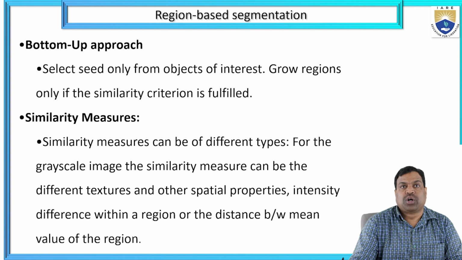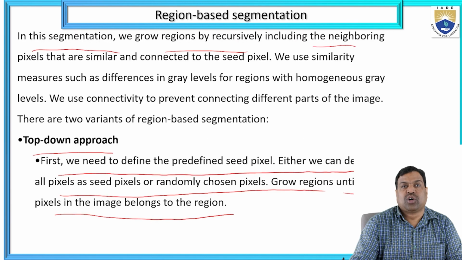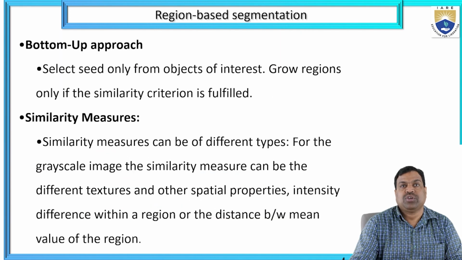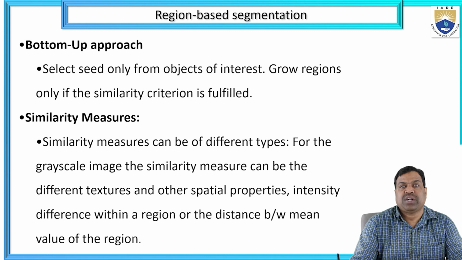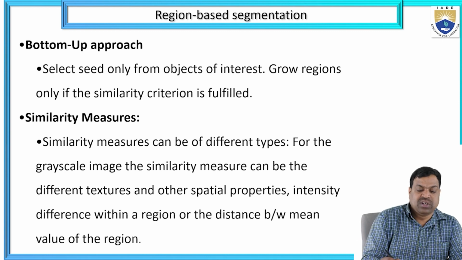But another one is the bottom-up approach. Here it is not top-down, but bottom-up. We select a seed only from objects of interest, and grow regions only if the similarity criteria are fulfilled. When going for similarity measurements, the similarity measures can be of different types. For a grayscale image, they can be different textures and other spatial properties, intensity differences within a region, or the distance between the mean values of the region.